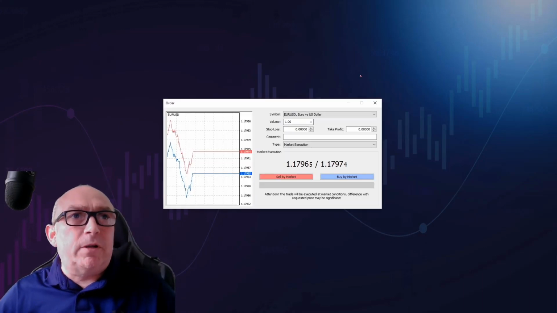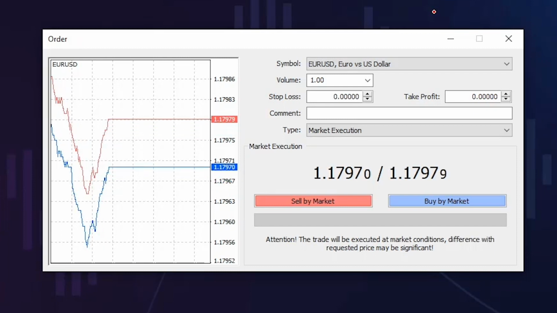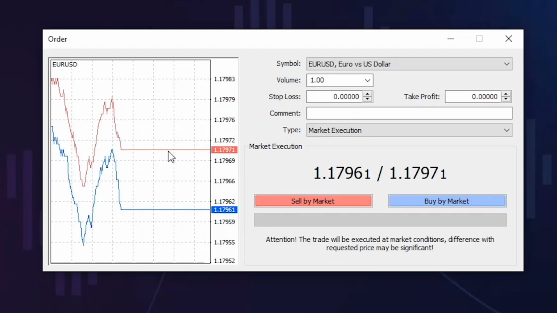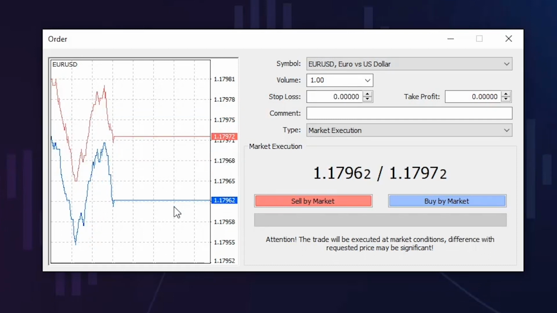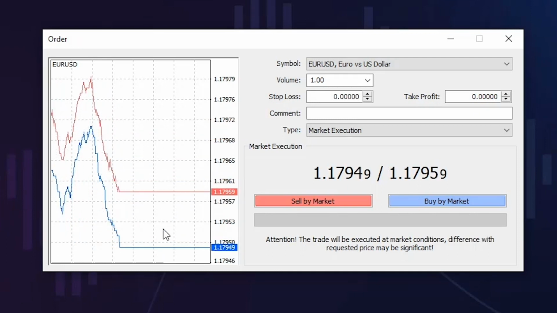Okay, so this is a typical order ticket that I've just pulled from MT4. This is a live market. These are live prices at the time of recording. What I want you to look at is down the left-hand side. You'll see the ask line and the bid line, how these will narrow on occasions and widen at occasions, all based on a number of factors.